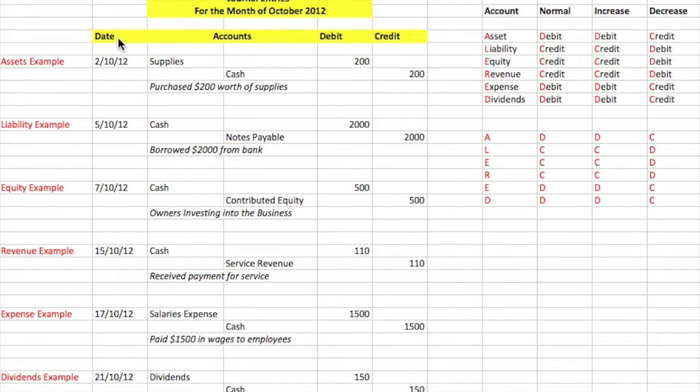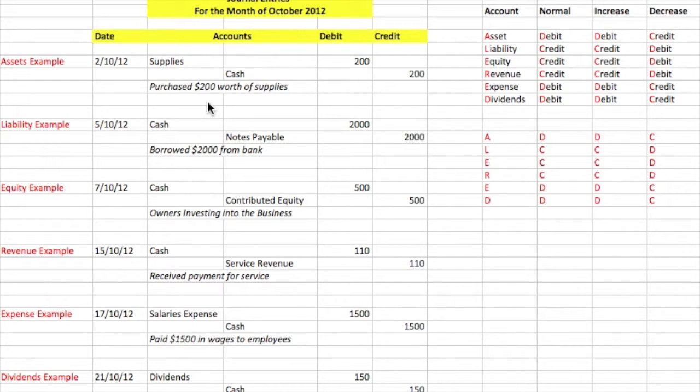Highlighted in yellow, we have the key components of a journal entry, which includes the date of the transaction, the accounts affected, and the debits and credits. To the right, we have our table of how debits and credits change depending on increases and decreases in accounts. Remembering this will help a great deal. First, we'll do an assets example. So first we note the date, the 2nd of the 10th, 2012, the accounts affected, and the debits and credits.